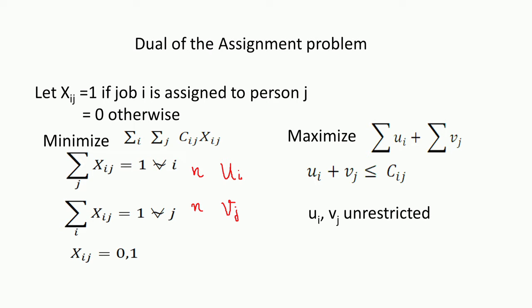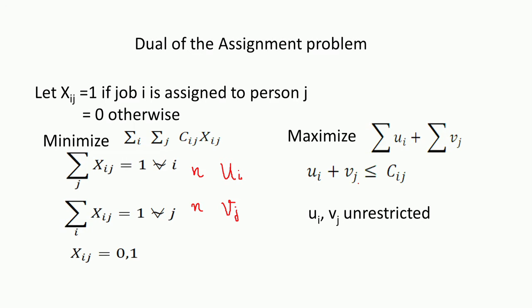Dual will have as many constraints as the primal variables. There are n square variables in the primal, so there will be n square constraints in the dual. A typical Xij will appear in the ith constraint here and the jth constraint there. So, it will have the form ui plus vj less than or equal to Cij.